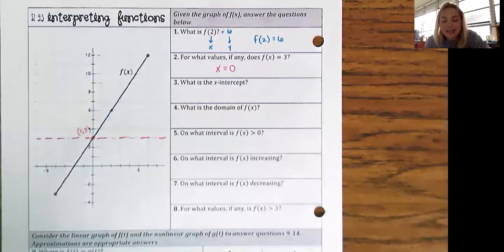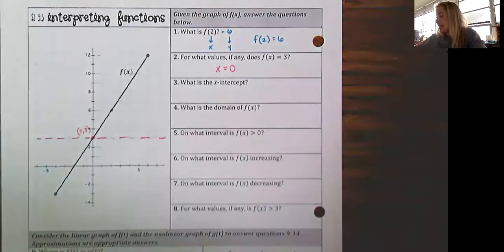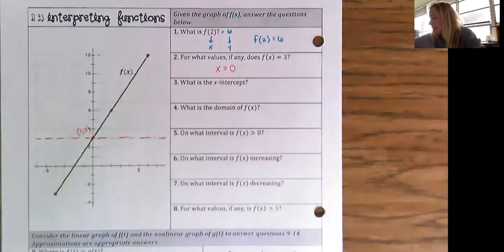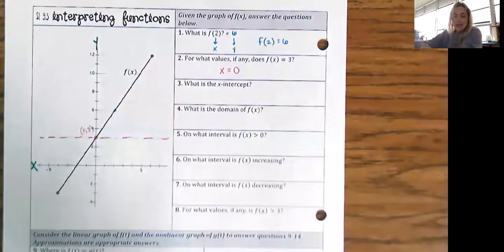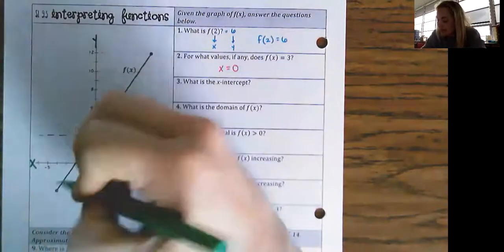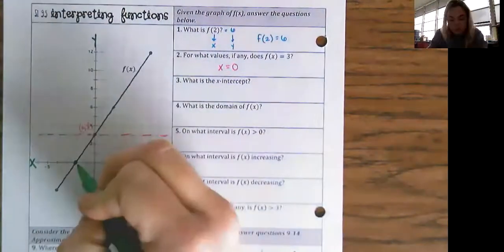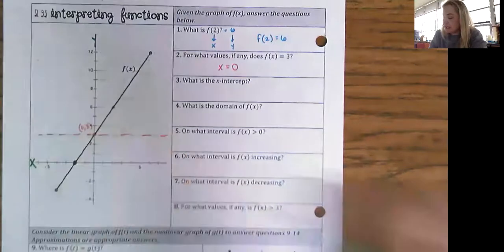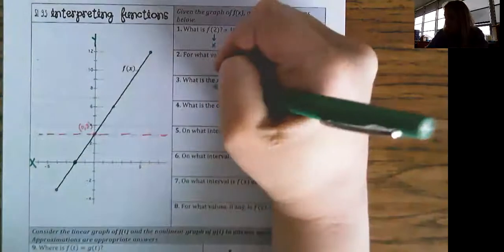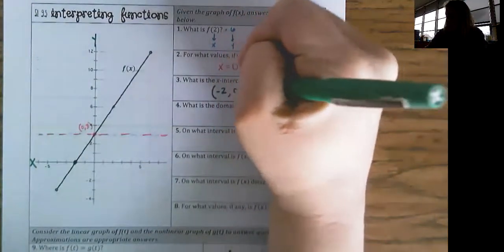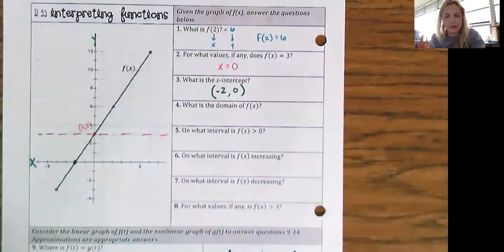All right, so what is the x-intercept? Now remember, that's where the graph crosses the x-axis. Now I know my x-axis goes to the left and right. This is my x-axis, and this one is my y-axis. So where does the graph cross the x-axis? Right here. And that ordered pair would be to the left 2, up 0. So to write that x-intercept, I would say to the left 2, up 0: (-2, 0).